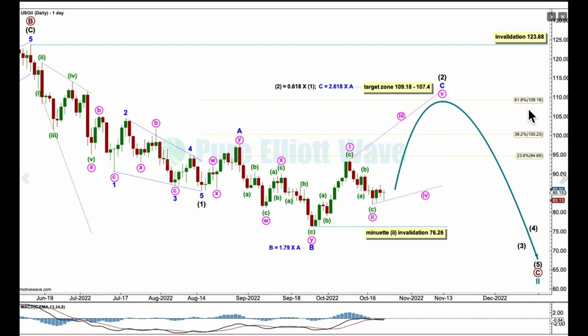If it doesn't end there, that may not be high enough. The target for intermediate 2 to end remains the same. At 109.18 it would reach the 0.618 Fibonacci ratio of intermediate 1, and at 107.4, quite close to that, minor C would reach 2.618 the length of minor A.